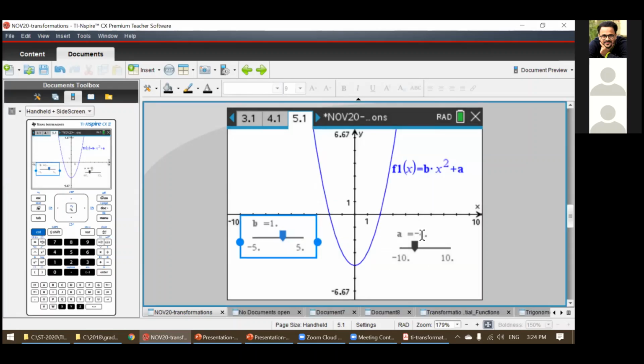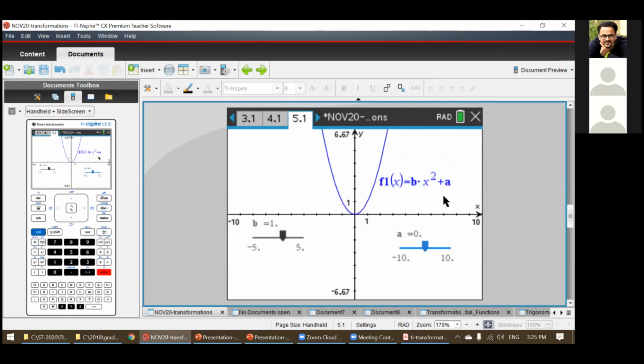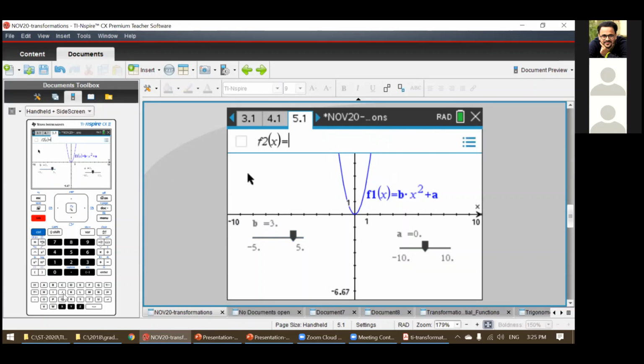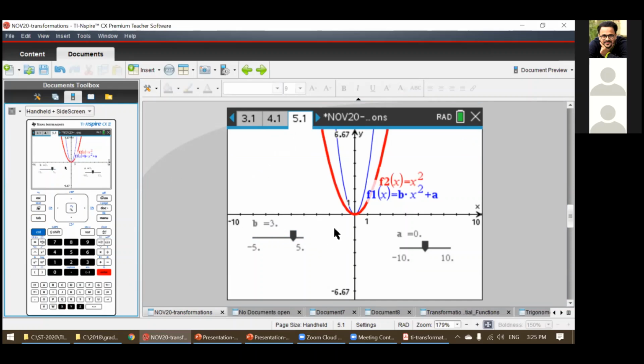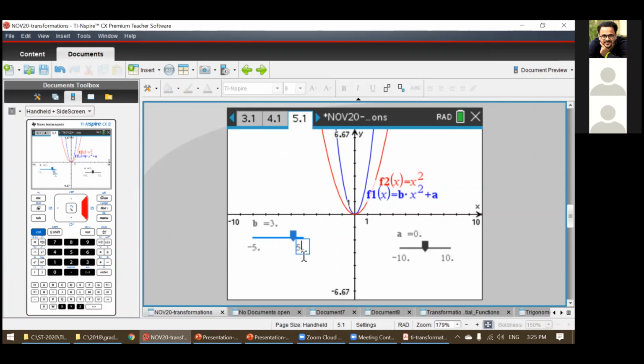I will set a to be 0 so that you don't confuse yourself. I could have deleted it as well, but I don't want to confuse you, so I just placed it as 0. And now I want to move B and see what happens. You can see when B is 1, when B is 2, when B is 3. And just for comparison, I will put out the graph of the basic quadratic there so that you can compare it easily. And let me just increase this.